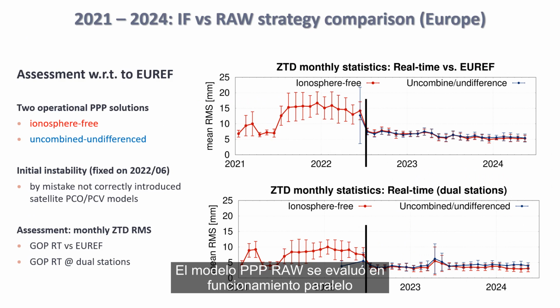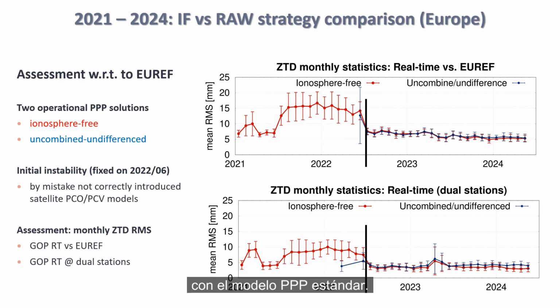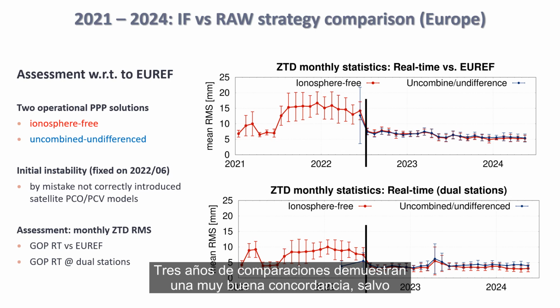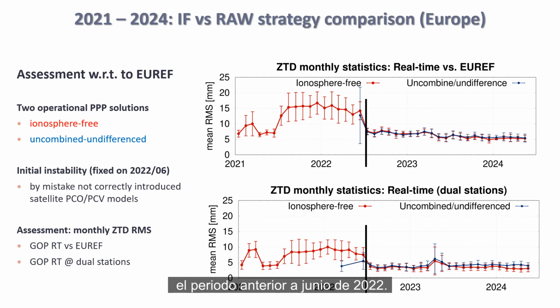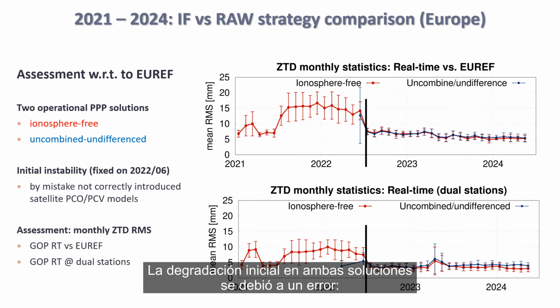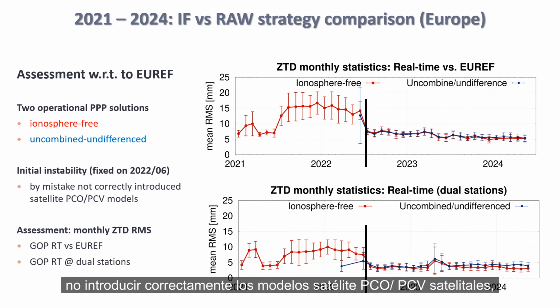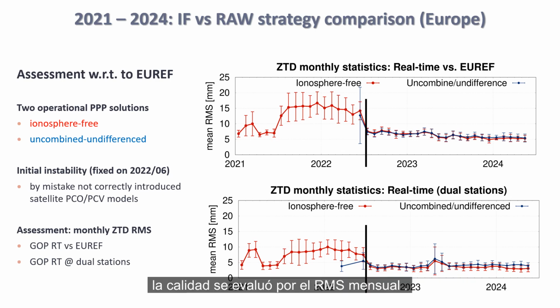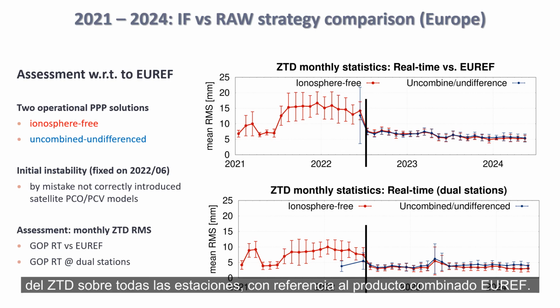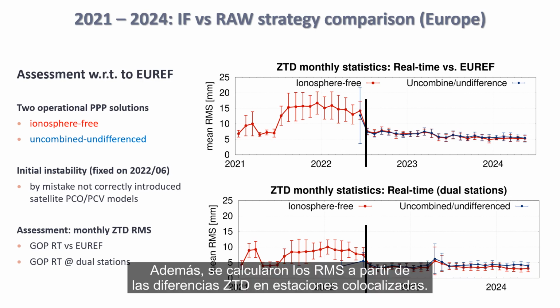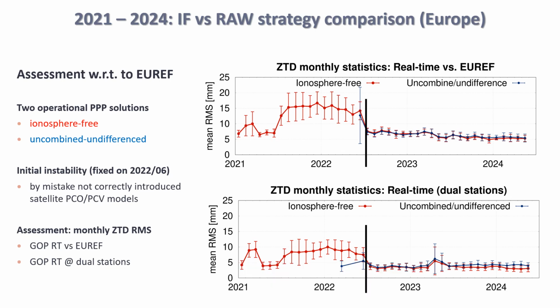The PPP raw model was assessed in parallel real-time operation along with the standard PPP model. Three years of comparisons demonstrate a very good agreement, if not considering the period prior to June 2022. Initial degradation in both solutions was caused by a mistake, not correctly introducing satellite PCO-PCV models. The quality was assessed by monthly mean ZTD RMS over all stations with a reference given by the UREF combined product. Additionally, RMS were calculated from ZTD differences at collocated stations.